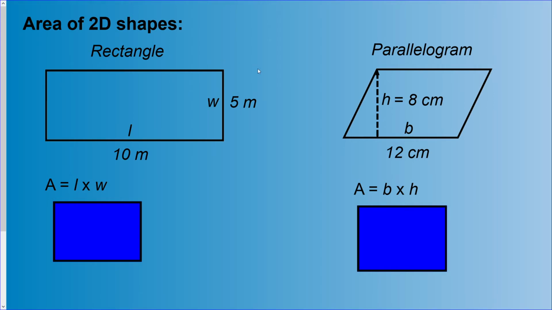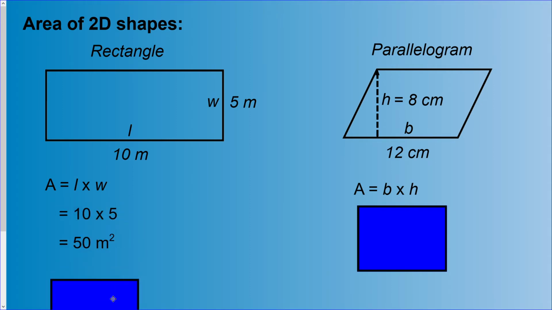Okay, so the area of a rectangle, hopefully you know what these shapes are. I did include titles though, just in case. So area equals length times width, which is just 10 times 5, which equals 50 meters squared.